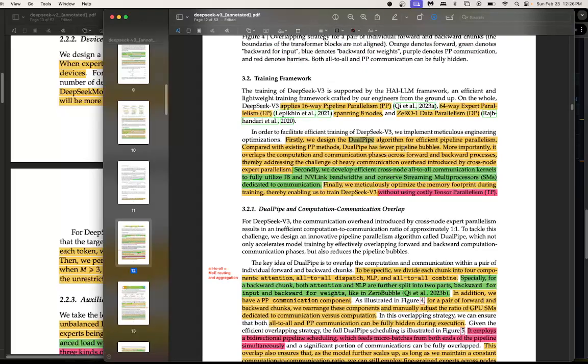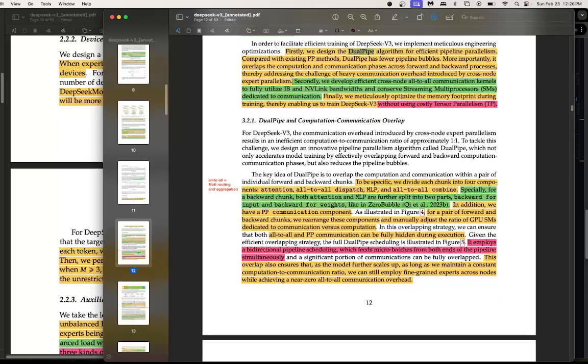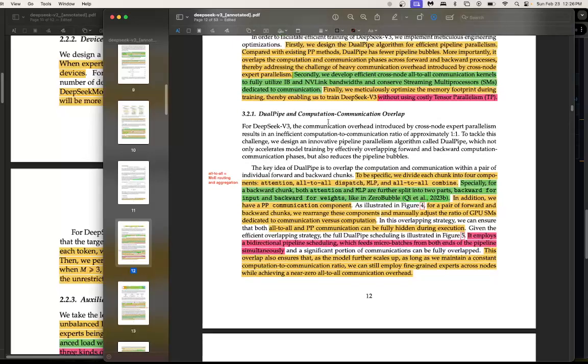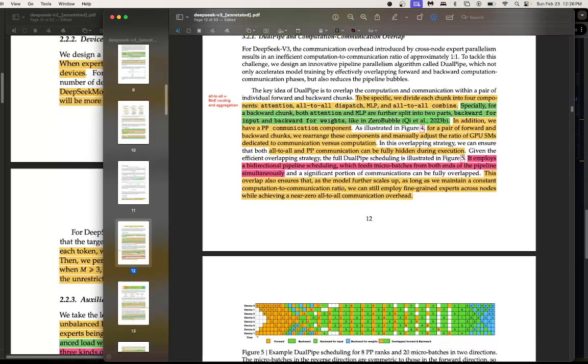What they do is develop their own pipeline schedule called DualPipe, and it builds on what we looked at last week, which is zero bubble pipeline parallelism. And we'll look at that in more detail. What they claim here is that they don't have to use tensor parallelism, which is pretty costly, due to everything else they're doing. It's just not necessary. So let's keep going and look at DualPipe.